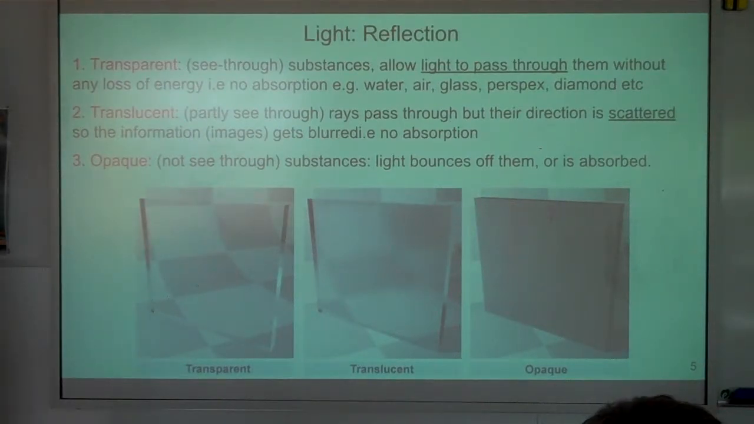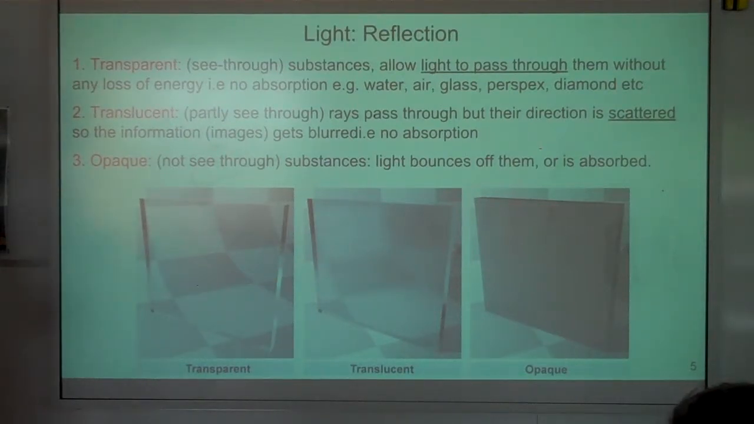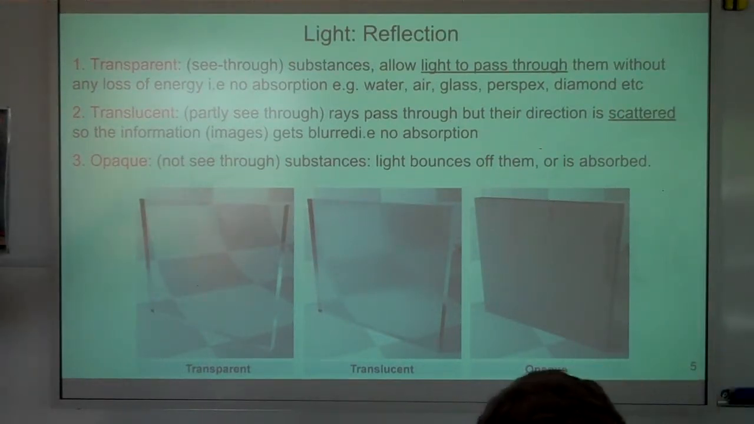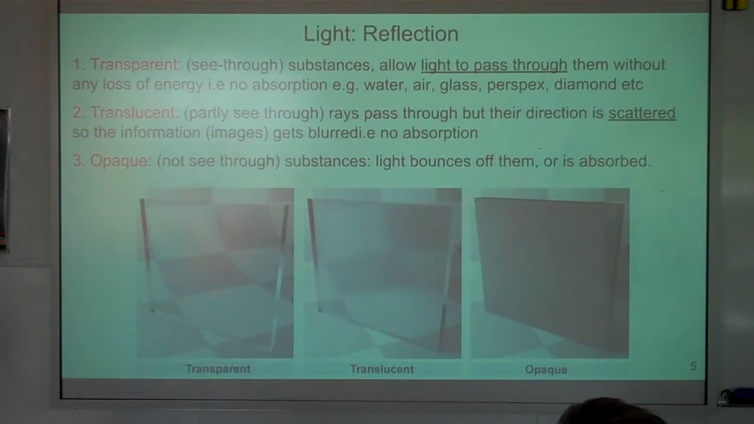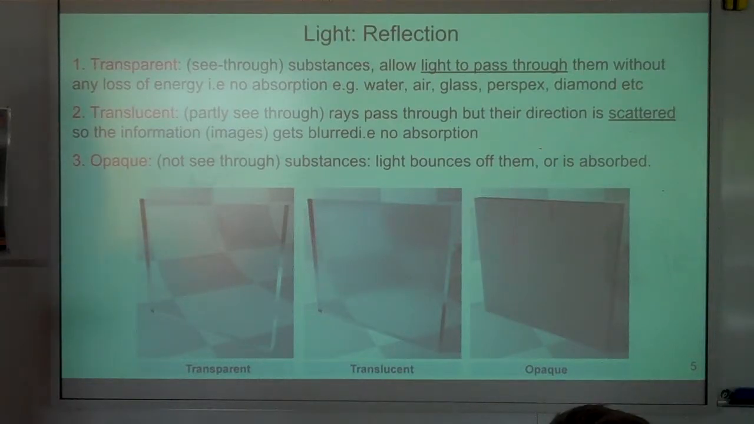Okay, now you'll need to know these terms. Transparent is see-through. Light passes through and it doesn't lose energy when it does that. So it just moves through, and that's why you can look through a glass window and you can see clearly what's happening outside, because the light that's bouncing off everything reaches your eyes, and it's not slowed down, it's not bent. And that's actually really important as well.